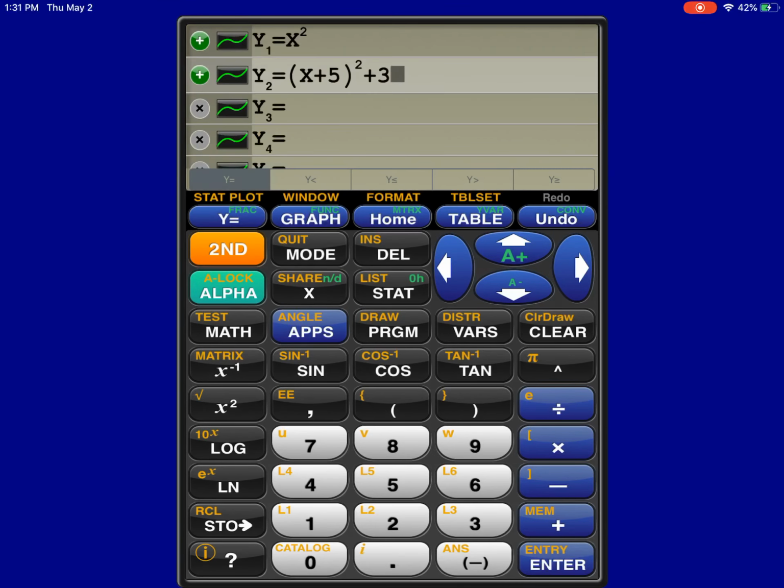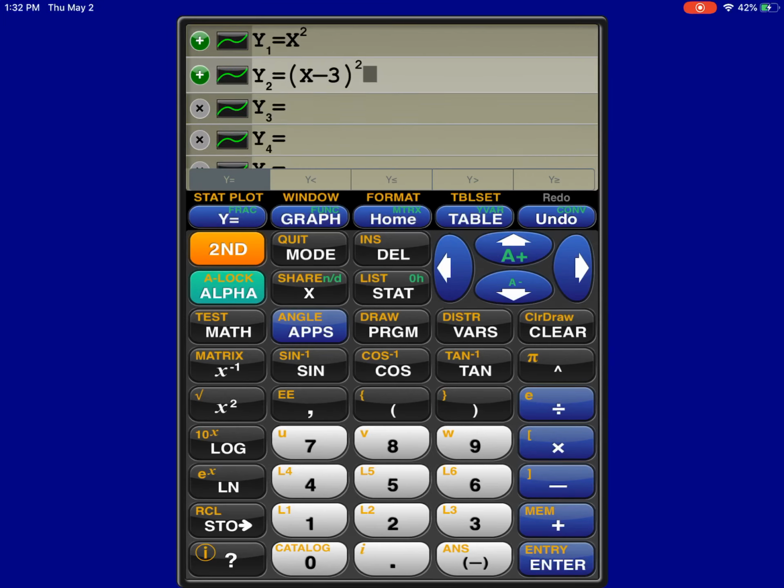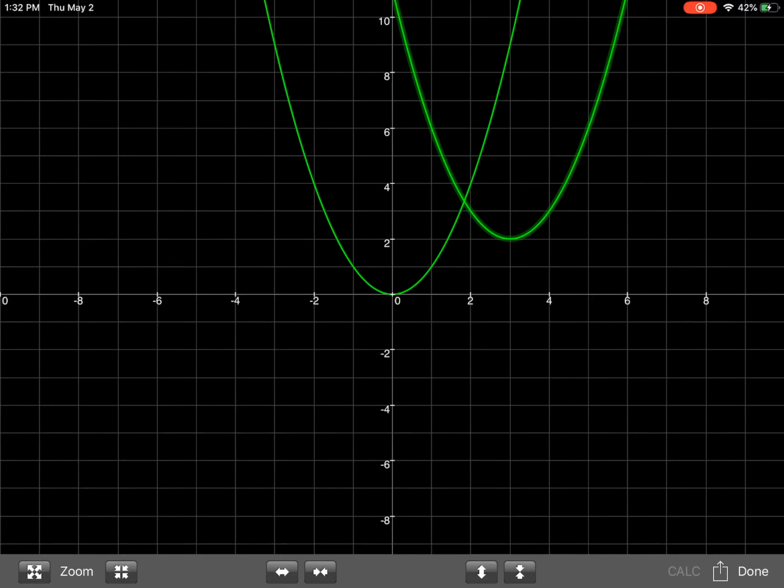When I have my answer, I can absolutely check myself. y equals x squared and y equals x minus 3 squared plus 2. If I graph them, that graph definitely did move 3 units right and 2 units up.